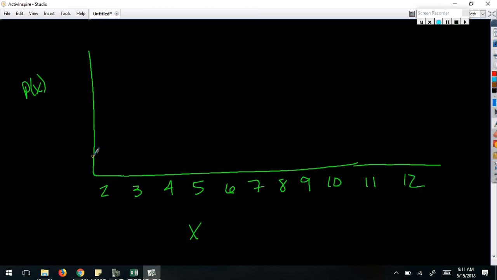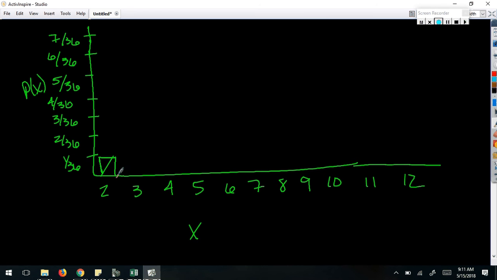So this would be 1 out of 36, 2, 3. What would this one be? Now, when does it start to go down after? Is it 5? 7. Ben, 7's in the middle. So, the probability of getting 2 was 1 out of 36.